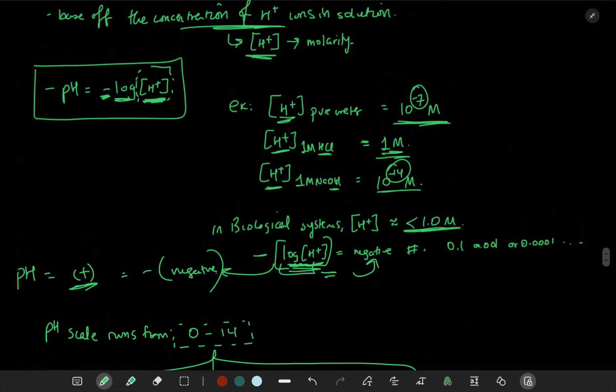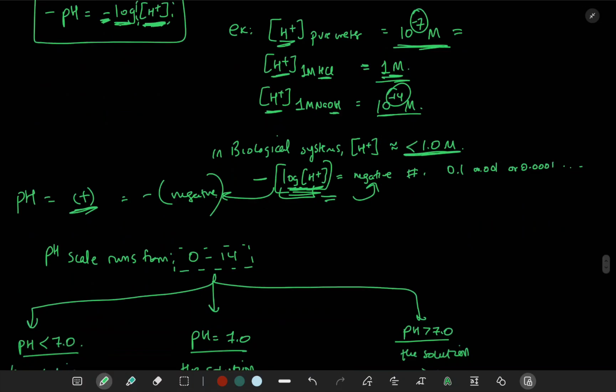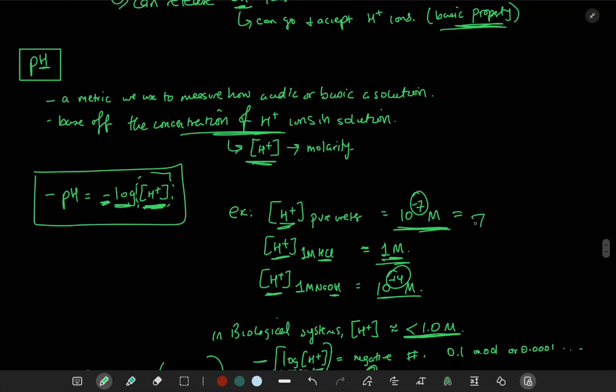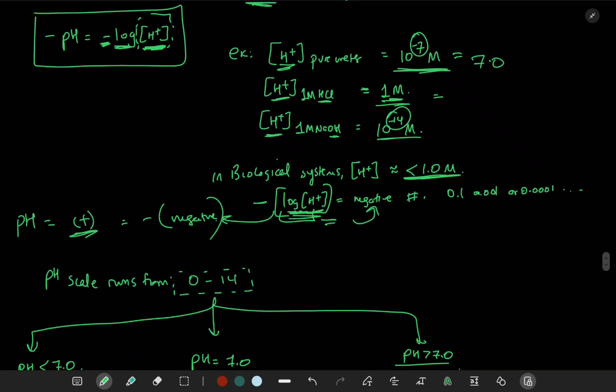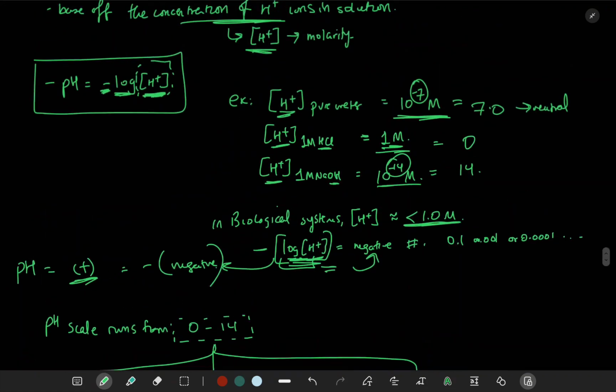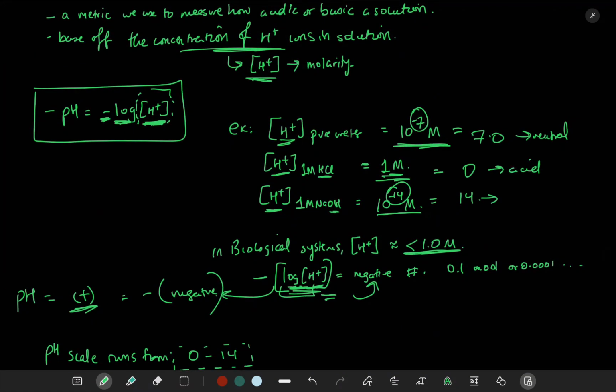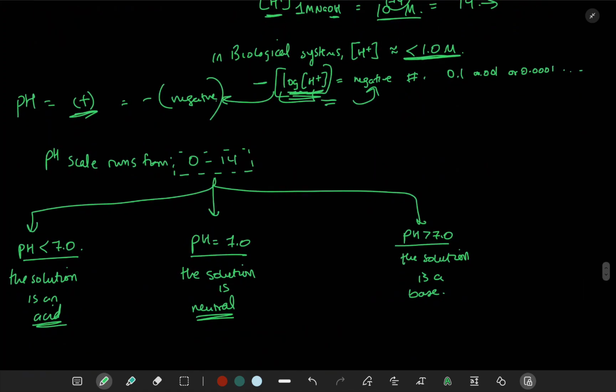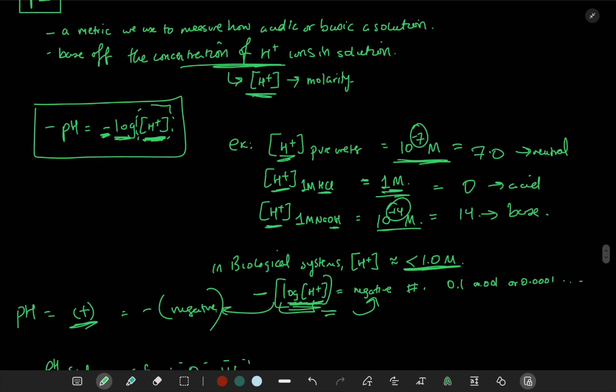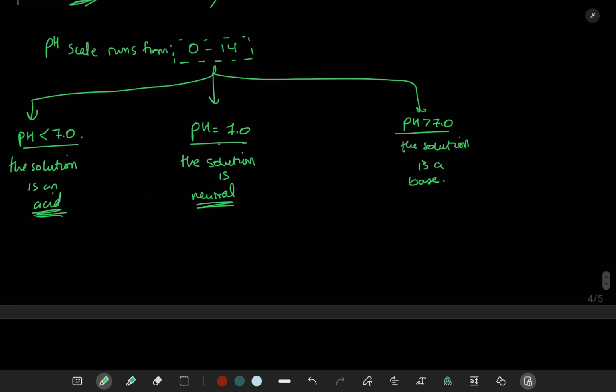Now we talked a little bit about it here. Pure water has a pH of 7. 1 molar hydrochloric acid will actually have a pH of 0 because of how strong it is. And a 1 molar concentration of sodium hydroxide will have a pH of 14. So this is neutral, right? A pH of 0 is less than 7, that means this is an acid. And a pH of 14, greater than 7, means it's a base. So if pH is less than 7, it's an acid. If pH is greater than 7, it's a base. And if pH equals 7, then it's neutral.